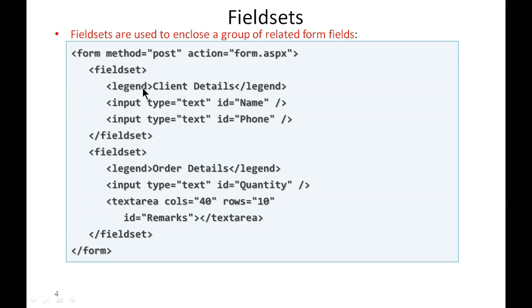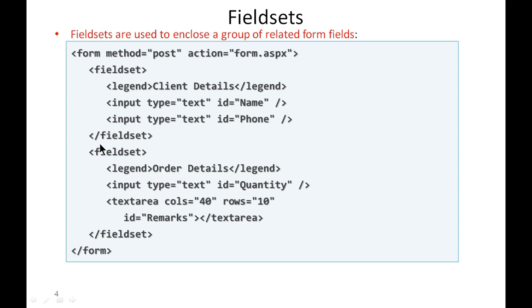So this field set contains client details, okay, slash legend, then input type is text, id is equal to name slash, and input type text, id is equal to phone. So what we are doing is taking input, it is text, and we are taking name, and the second input is text and id is phone.